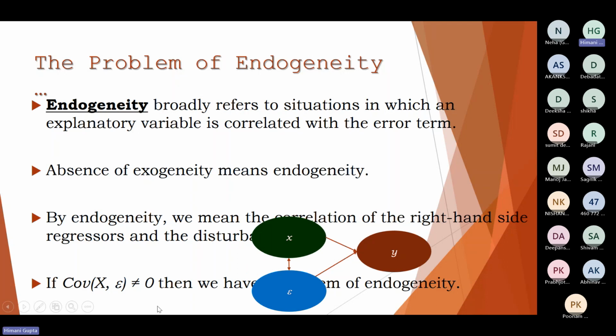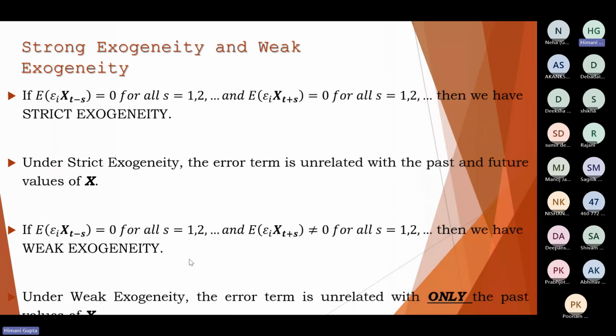So what does endogeneity say? Endogeneity says your explanatory variable is related to your error term. Previously, exogeneity was that X and E are related to Y, but now we are saying the endogeneity problem is that X and E are also related, which should not be there. So now how are we going to solve it? We have to remember this thing: what is my strong exogeneity and what is my weak exogeneity?